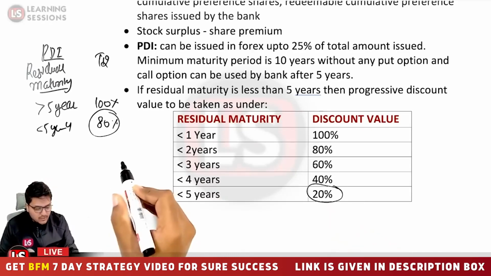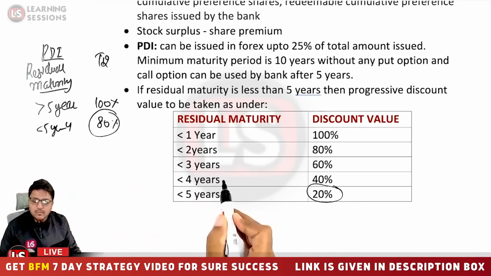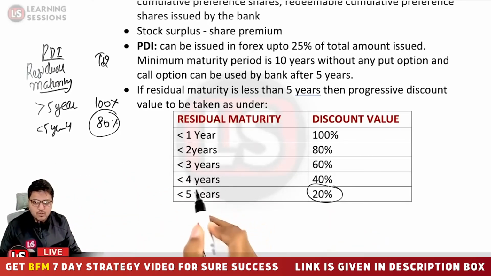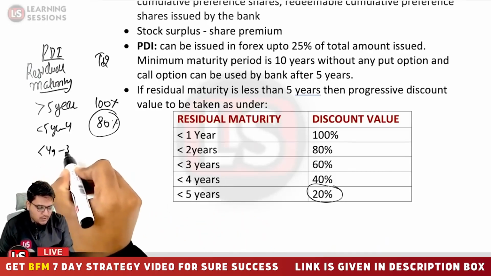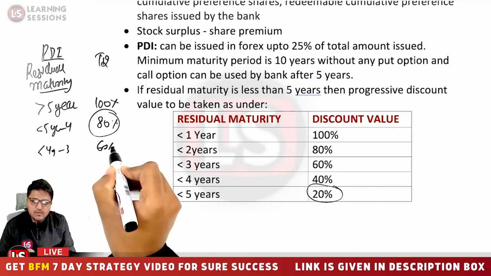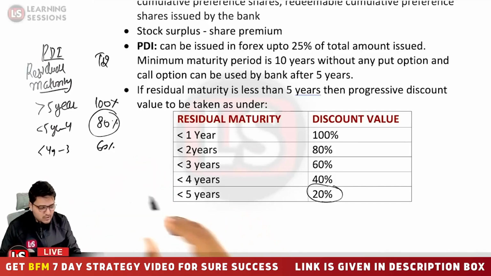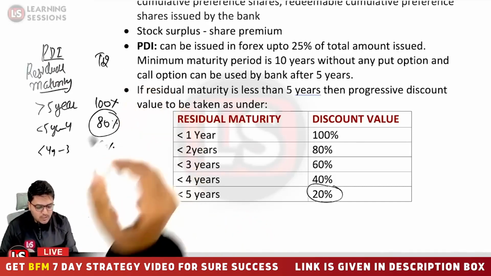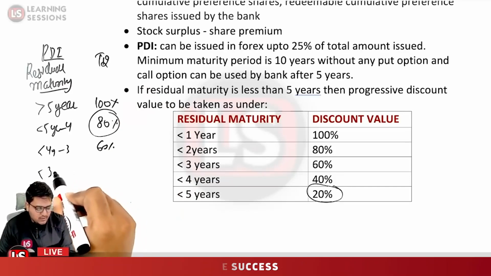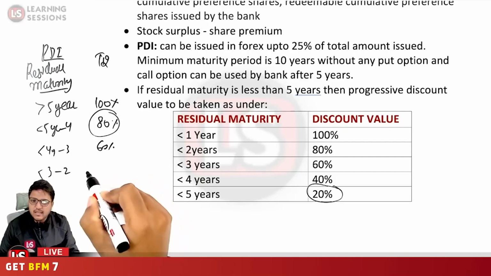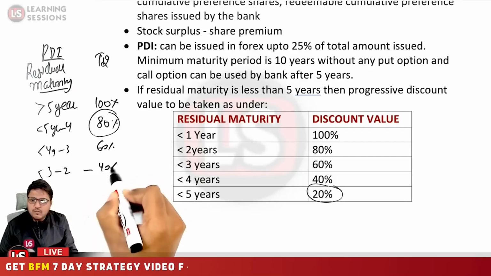Okay. And further, if the residual maturity of the debt instrument is lesser than 4 years and up to 3 years, in that case 60% of the value will be considered as tier 2 capital. And further, if the residual maturity is lesser than 3 years and up to 2 years, in that case 40% of the value will be considered.